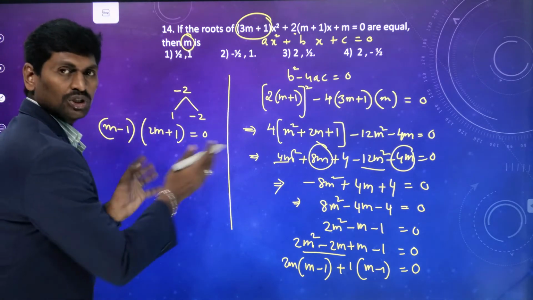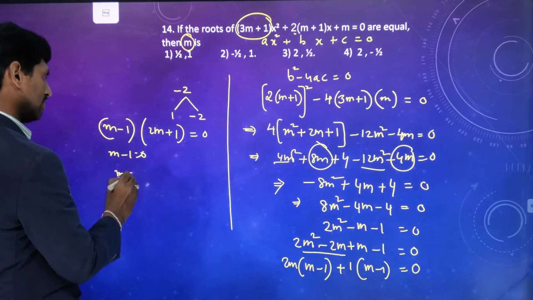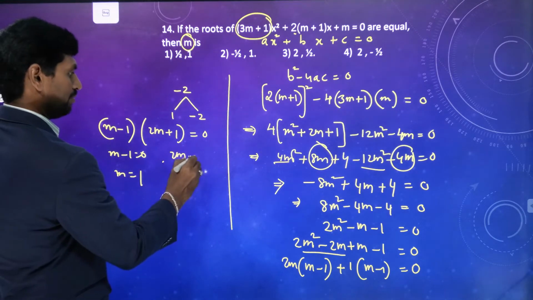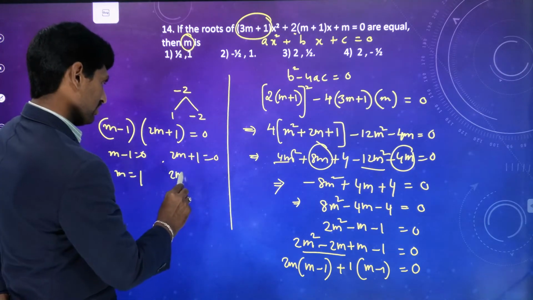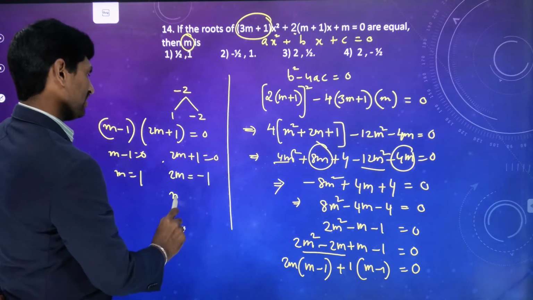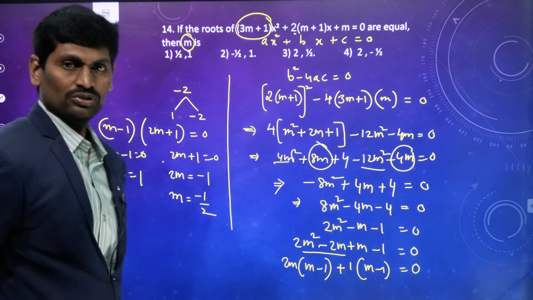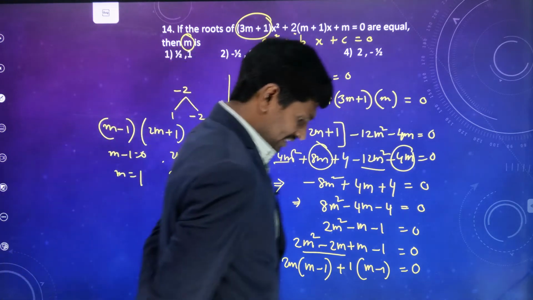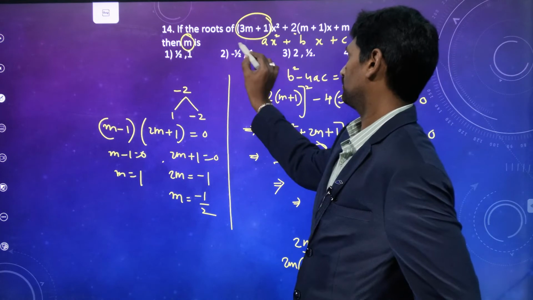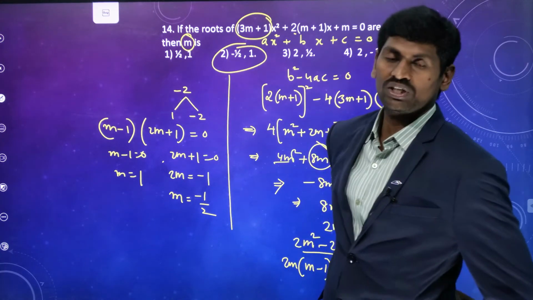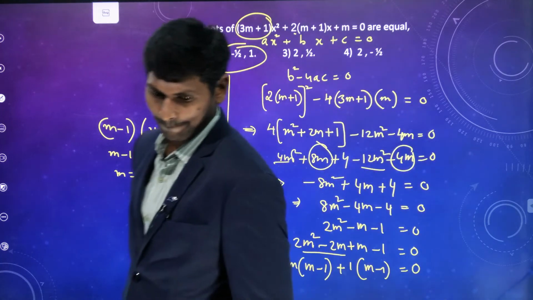We can equate both of them to zero. M minus 1 equal to 0, m equal to 1. Here 2m plus 1 equal to 0, plus 1 transposed to that side becomes minus 1. So 2m value is minus 1, m value is minus 1 by 2. So we have two values, one is positive 1 and the second one is negative half. Positive 1 and negative half. Yeah, please note it.